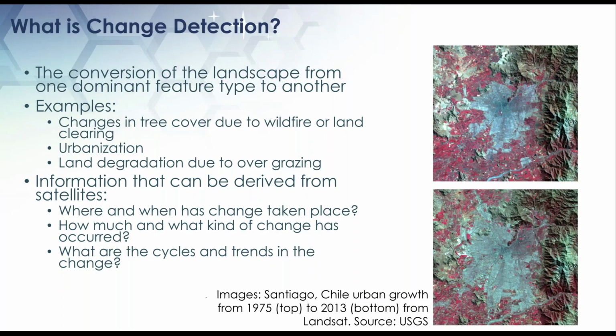So change in satellite imagery generally refers to the conversion of the landscape from one feature type to another. Examples of that include changes in tree cover due to wildfire or land clearing, urbanization, and land degradation due to overgrazing. The type of information you can get from satellite imagery is where and when change has taken place, how much and what kind of change has occurred, and what the cycles and trends in the change are.